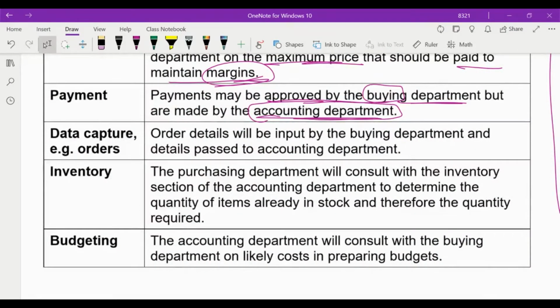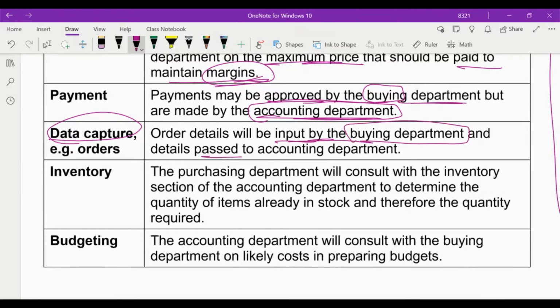Also, during all this exercise, data is created and data needs to be captured. Like the purchase exercise in itself is a transaction. Purchasing first and then paying. These are two different transactions. These need to be recorded, right? The order details will be input by the buying department and details passed to the accounting department. This is how it is done.